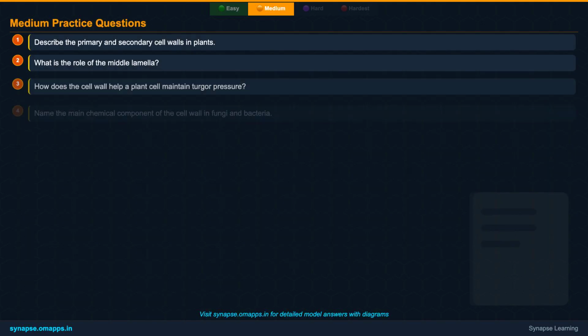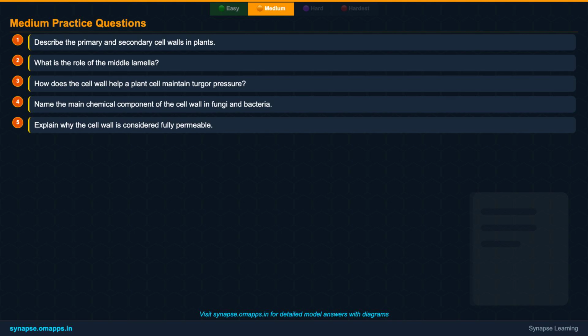Now, let's challenge your understanding with some medium-level questions. 1. Describe the primary and secondary cell walls in plants. 2. What is the role of the middle lamella? 3. How does the cell wall help a plant cell maintain turgor pressure?